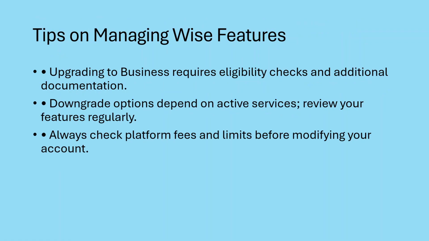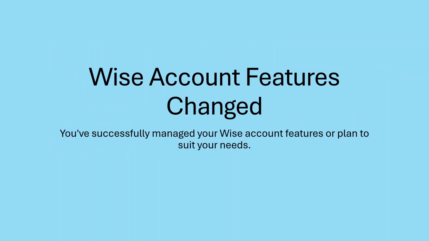Now I have some tips for you on how to manage Wise features. Upgrading to business requires eligibility checks and additional documentation. Downgrading options depend on active services. Review your features regularly. And always check platform fees and limits before modifying your account. This is very important. That's how you change your Wise feature, whether you want to upgrade or downgrade.